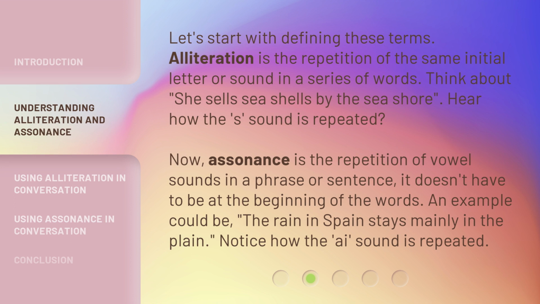Now, assonance is the repetition of vowel sounds in a phrase or sentence. It doesn't have to be at the beginning of the words. An example could be, the rain in Spain stays mainly in the plain. Notice how the I sound is repeated.